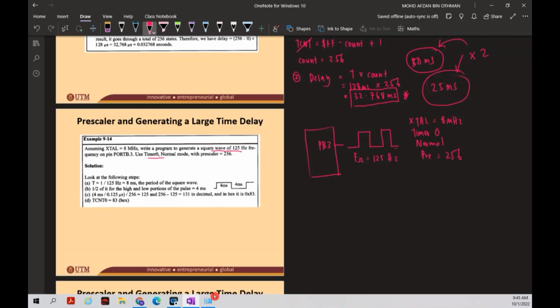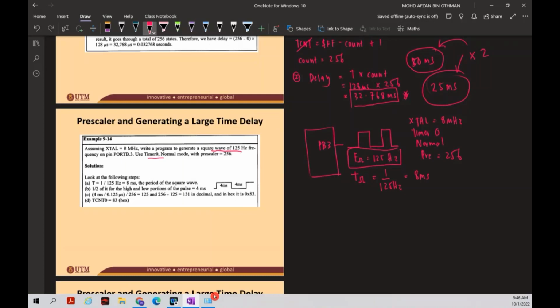Okay, you already have this f of the square wave. From this f square wave, what can you obtain? What you can obtain from this frequency of the square wave? You can get the period for the square wave, which is 1 over 125 hertz, and you get 8 milliseconds.